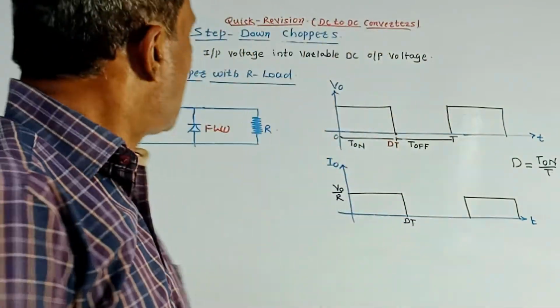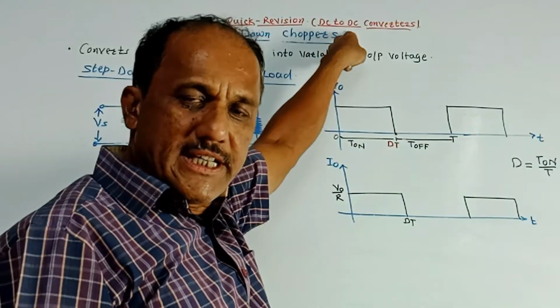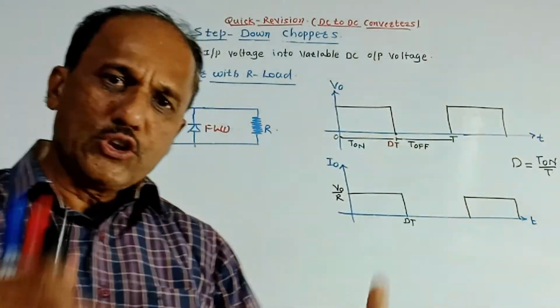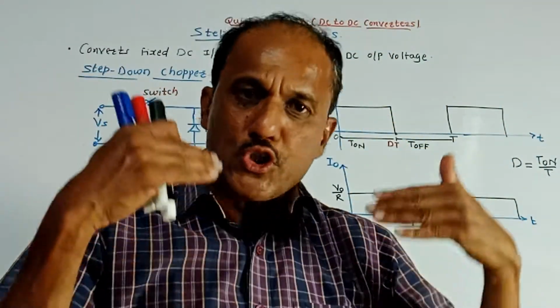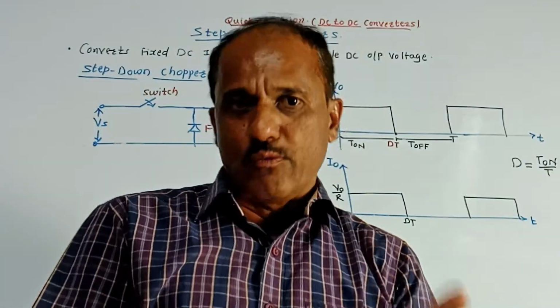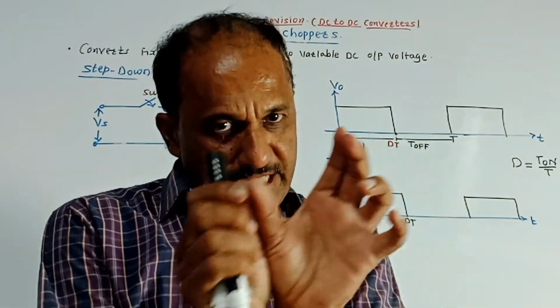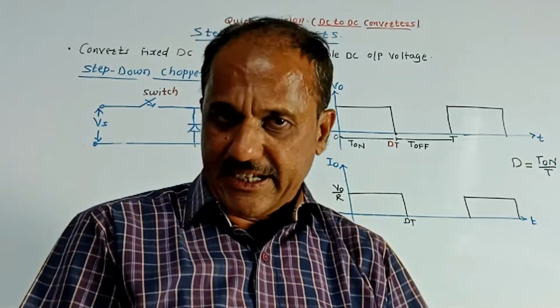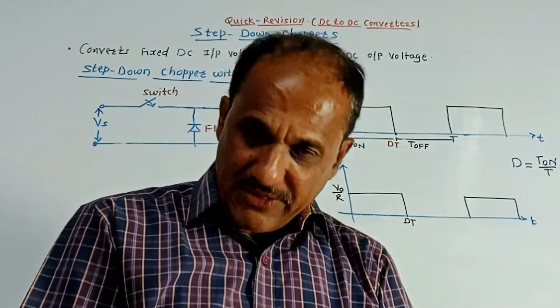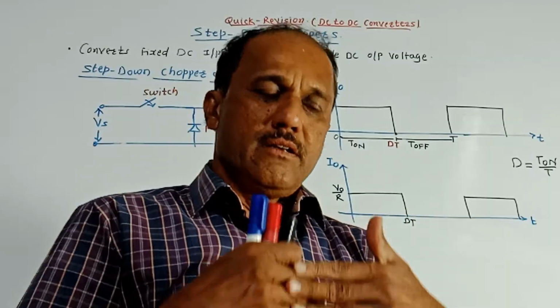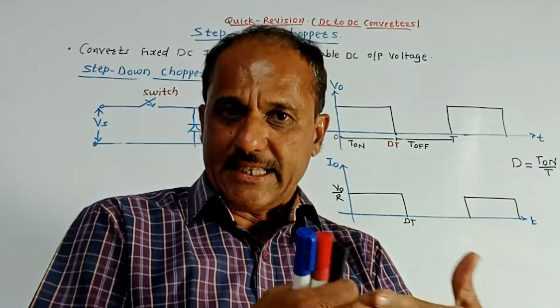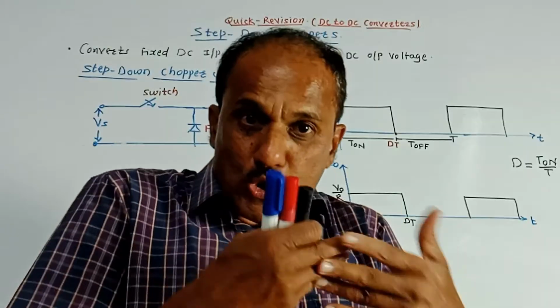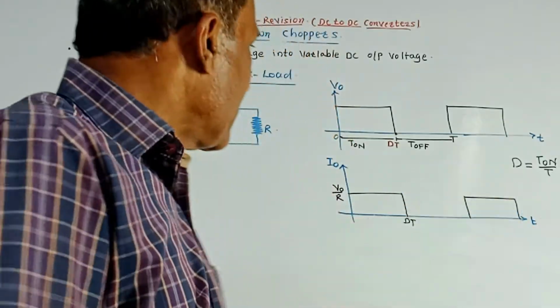Dear students, this is a quick revision session for DC to DC converters. DC to DC converters are also called choppers. It is a device which converts fixed DC which is applied at the input into variable DC at the output directly. Such choppers are applicable in voltage regulator circuitries like SMPS, or they can also be applicable in battery charging circuits.